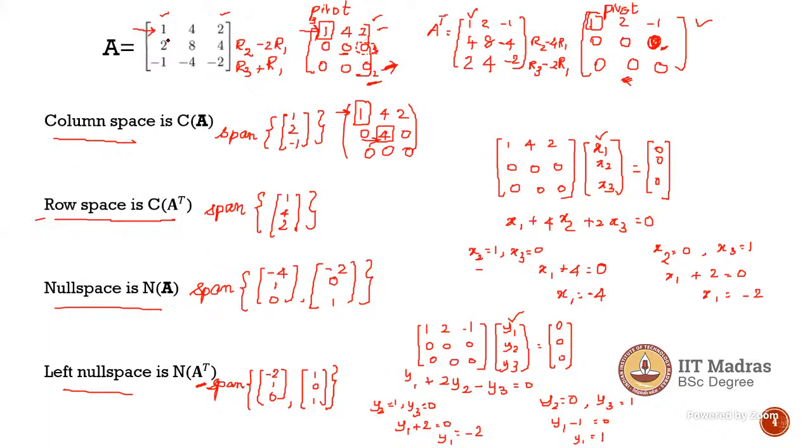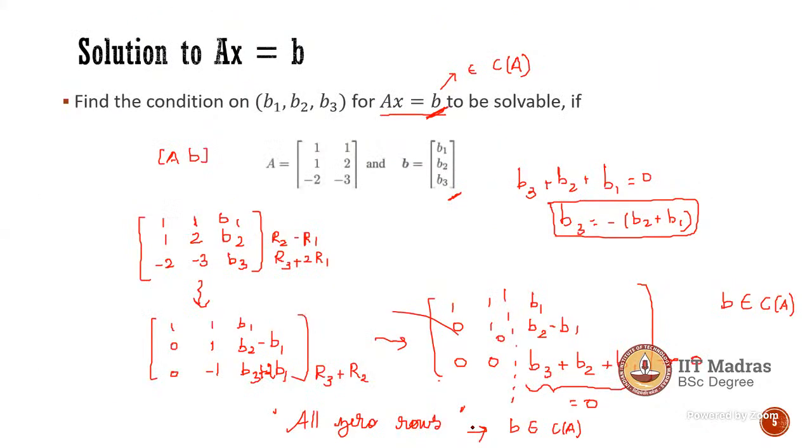So this vector column 3 is dependent on column 1 and 2. That is a linear combination of the column vectors of A. So that is why we say that when you have all 0 rows here, this vector, which is a column of this matrix, belongs to the column space of A. That is, this vector B is some combination of the column vectors of A. If that is true, then we can solve this equation equal to B.